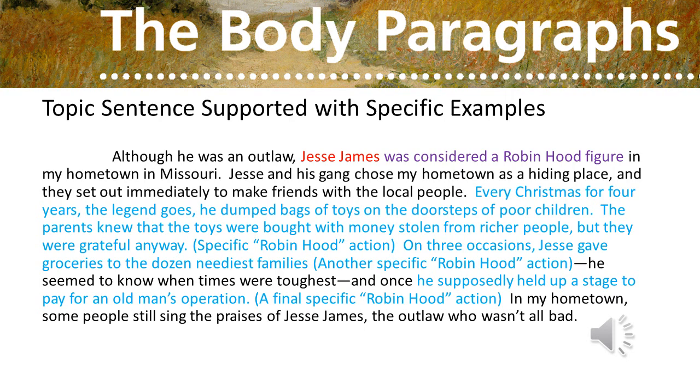Another example. On 3 occasions, Jesse gave groceries to the dozen neediest families. Again, neediest implies poor. He's getting the money from the rich. It is another specific Robin Hood action. He seemed to know when times were toughest, and once he supposedly held up a stage to pay for an old man's operation. That's a final, specific Robin Hood action. In my hometown, some people still sing the praises of Jesse James, the outlaw who wasn't all bad. Again, a concluding statement that restates the topic sentence without repeating the topic sentence.